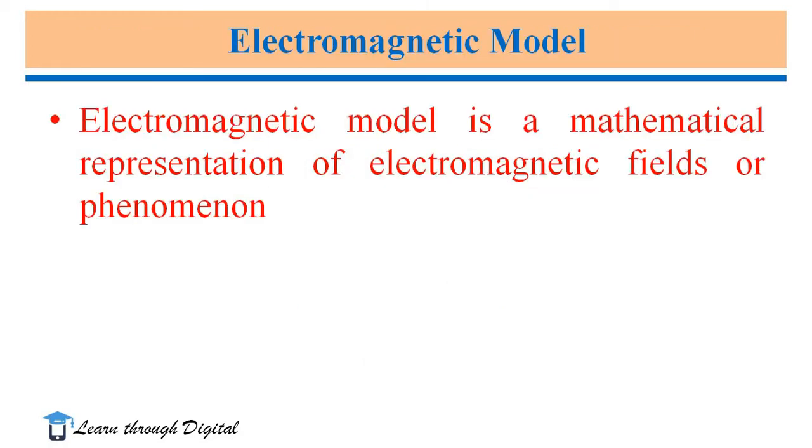Generally, model means a mathematical representation of a series of measurements, experiments, observations, calculations, assumptions, approximations and simplifications. Electromagnetic model is a mathematical representation of electromagnetic fields or phenomena.